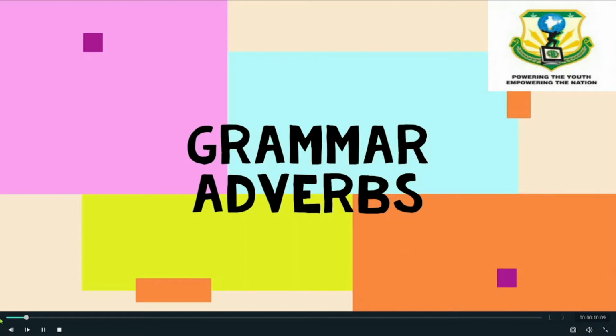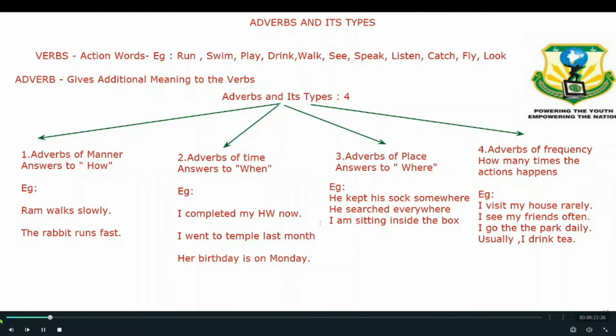Today we started an important topic, which is adverbs. We completed what adverbs are, and also the types of adverbs. First of all, we discussed what verbs are. Verbs are action words. For example, run, swim, play, drink, walk, see, speak, listen, catch, fly, look. All these activities, what we do on a regular basis, are verbs.